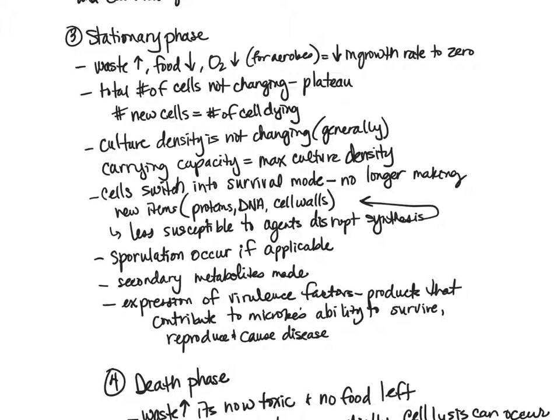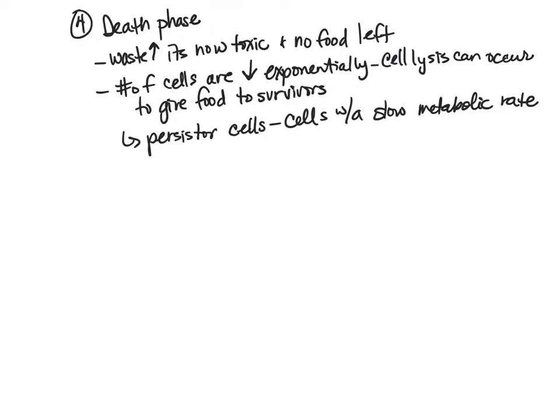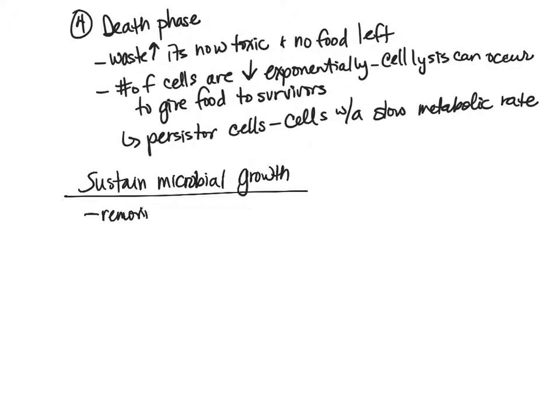Now, if we wanted to keep things happy, if we wanted to sustain microbial growth, then what we would need to do is to go back a couple of stages here and make sure that we're getting rid of the waste, right? Because that's what gets us into the stationary phase, is an increase in waste. So we want to be removing waste. And then we also want to be increasing or adding food, right? Nutrients.